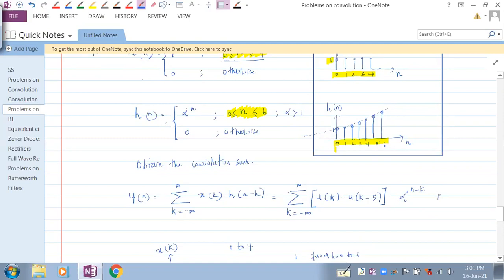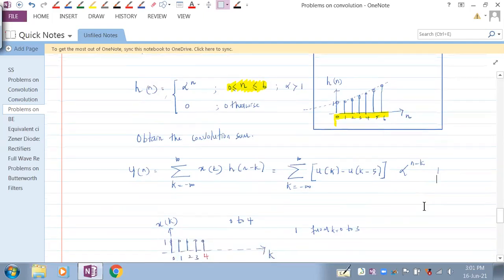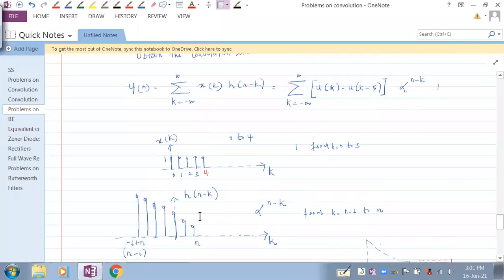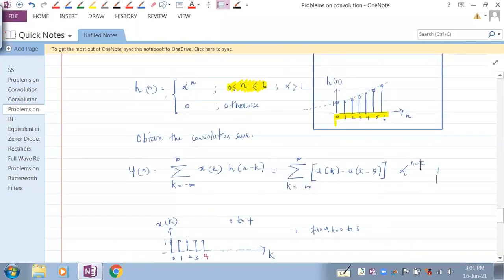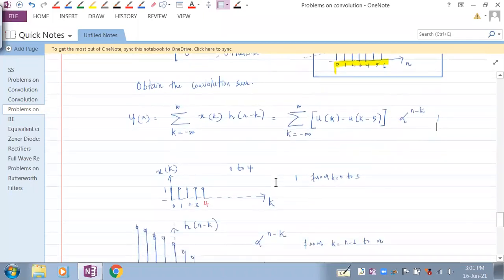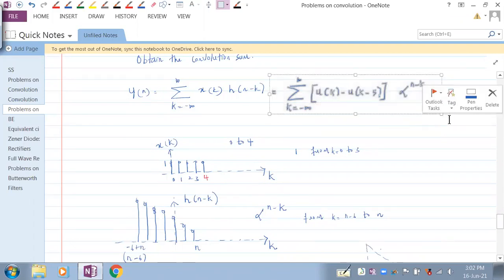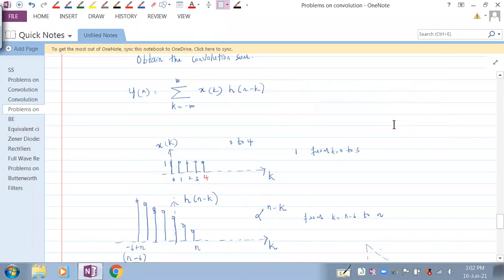Understand? And this would again be 1. Alpha power n minus k into 1. Alpha power n minus k from where to where? We need to write that. It is alpha power n minus k from n minus 6 to n. So writing this would be a problem. That's why I wanted to avoid this. So you should understand this is alpha power n minus k from n minus 6 to n. This is 1 from 0 to 4. So let's avoid this.